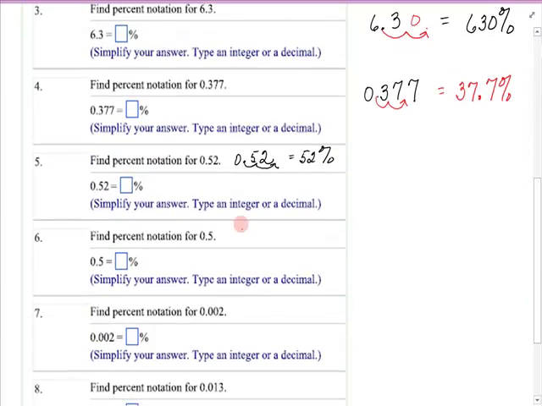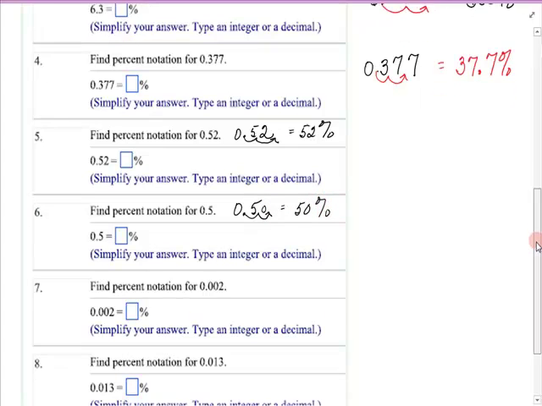Number 6, I have 0.5. Remember that last dot right there, that's just the end of the sentence. To change it to a percent, I go 1, 2 places to the right, add in a 0 if I need to. That is 50%.